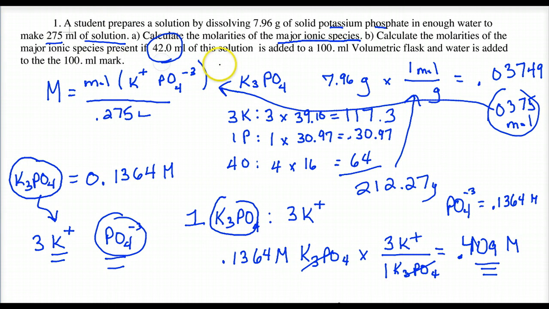Now the next step is to calculate the molarities of the major ionic species present if 42 milliliters of this solution is added to 100 milliliters. Well, molarity is going to be constant no matter what size you take. So we're going to take the molarity and then we're going to dilute it. And there comes my dilution formula.